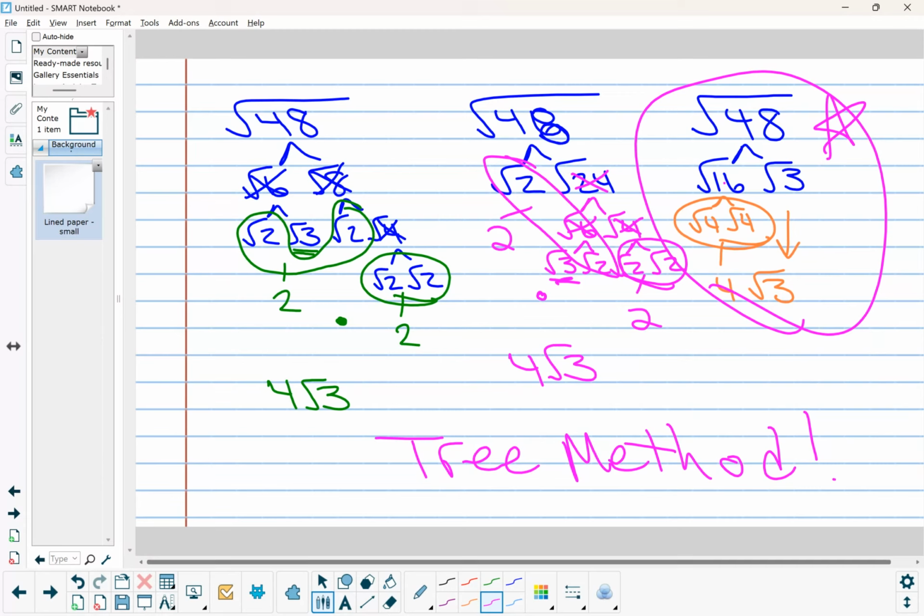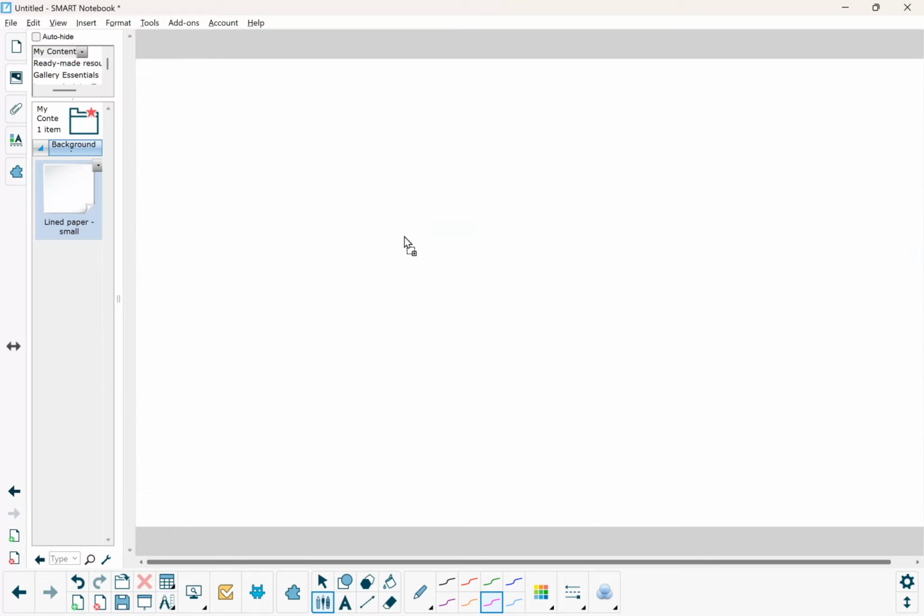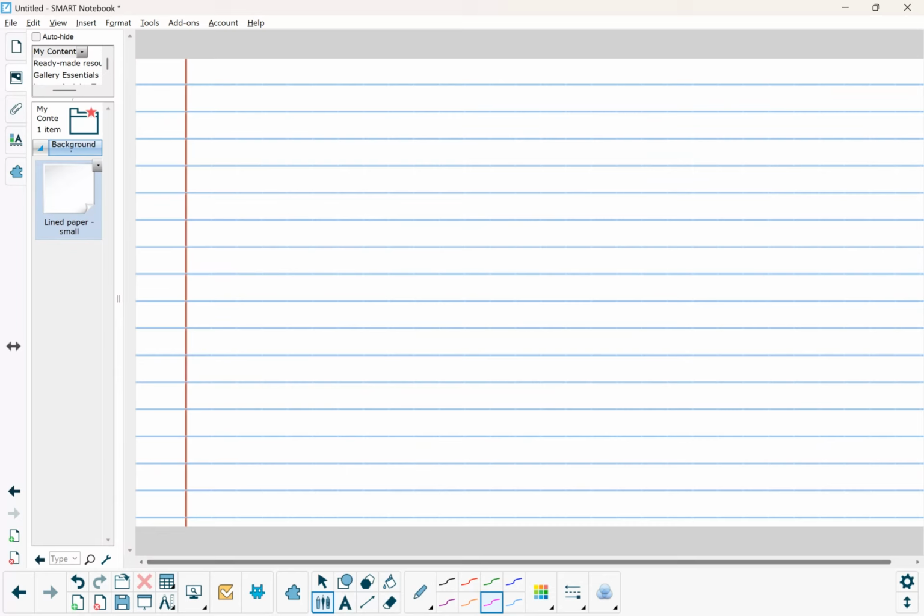So let's take this 48. I'm going to go to another new screen. So new screen, pull the paper over. We're going to do the root of 48, but I'm going to show you a different way to do this. So this is the ladder method. And if you struggle with losing track of stuff and you want to keep stuff really linear, this can be a better way to go.